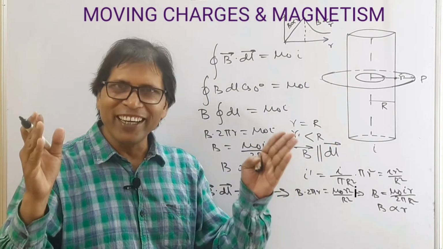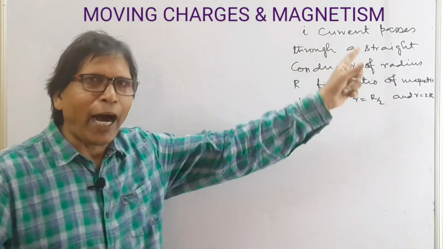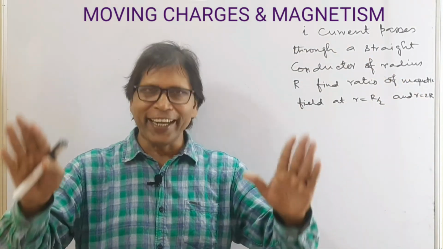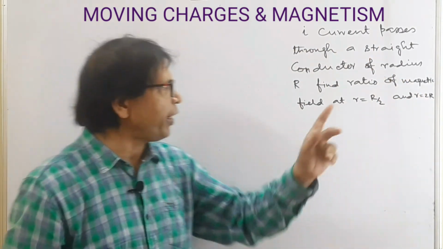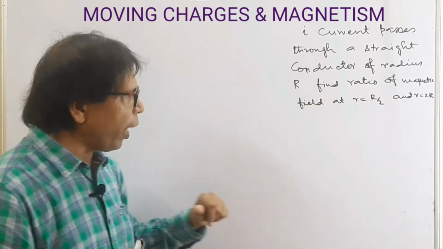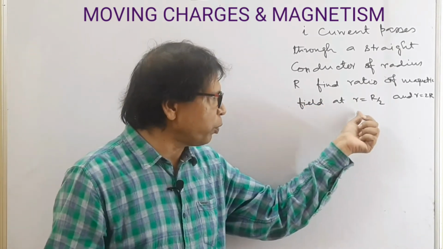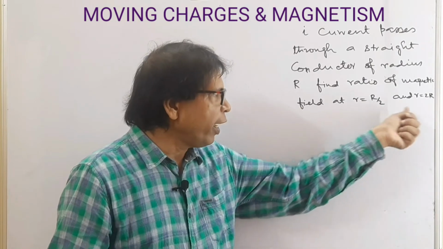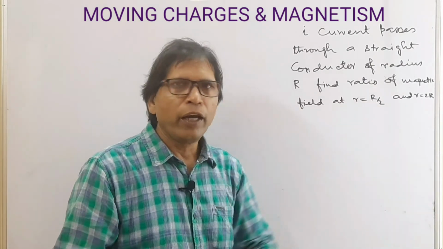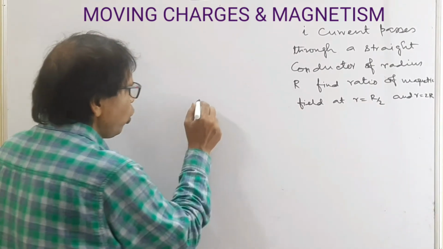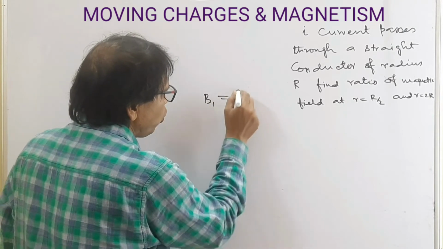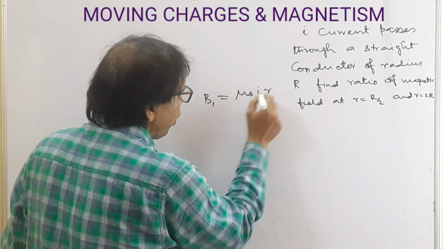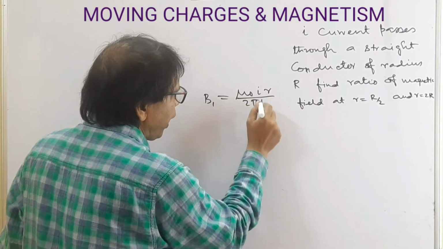Understood? Now next. Suppose I is the current through a straight thick conductor of radius capital R. Now we have to calculate the ratio of the magnetic field at r equal to R by 2 and at r equal to 2R. Now look at this first case. B1 is equal to mu naught I small r divided by 2 pi R square.